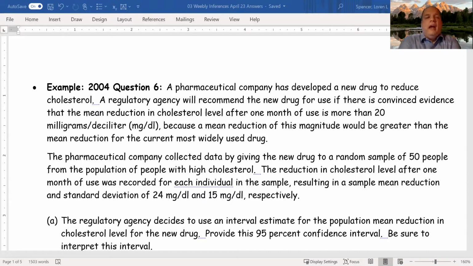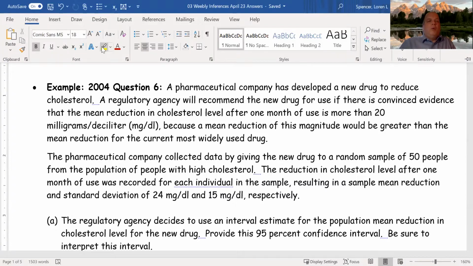So, a pharmaceutical company has developed a new drug to reduce cholesterol. A regulatory agency will recommend the new drug for use if there is convincing evidence that the mean reduction in cholesterol level after 1 month is more than 20 milligrams per deciliter. So that sounds important. So we need more than 20 milligrams per deciliter.